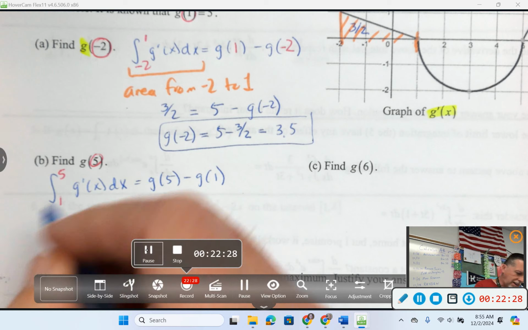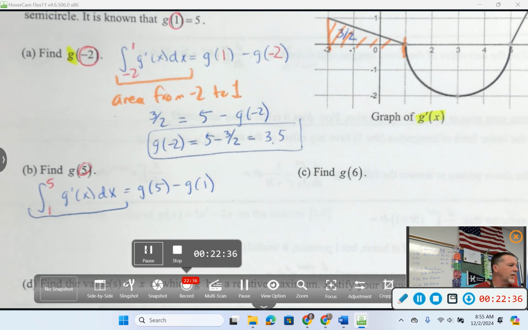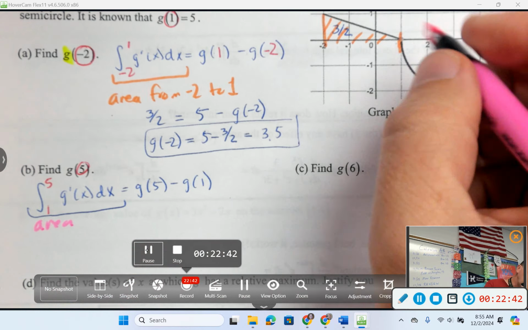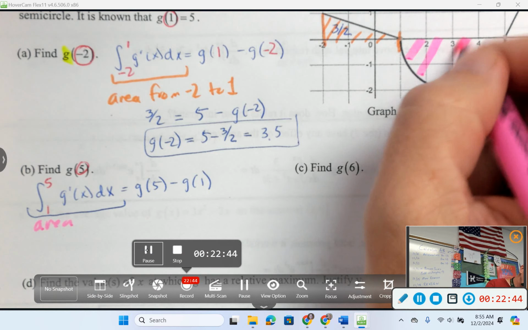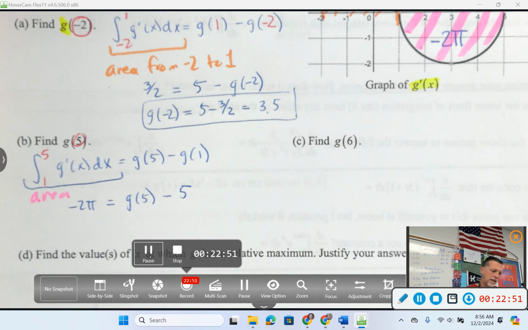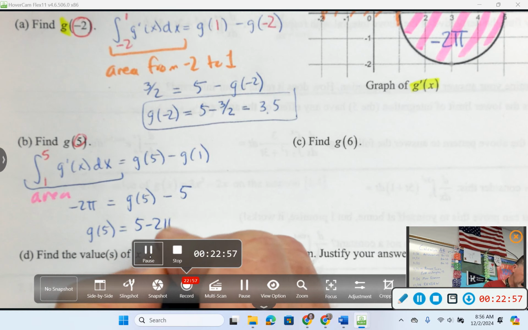So now I'll find the area from 1 to 5. That's not bad. What do you notice about the area from 1 to 5, though? It's under the x-axis. So what does that mean? It's going to be negative. So G of 5, if I add 5 over, is 5 minus 2 pi.